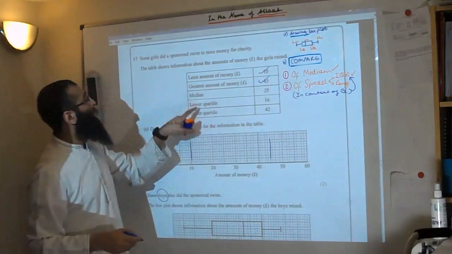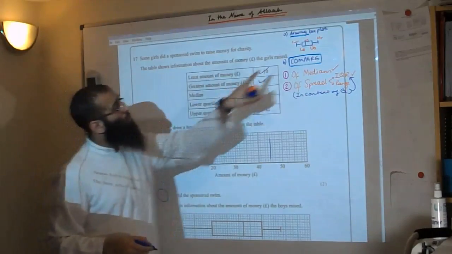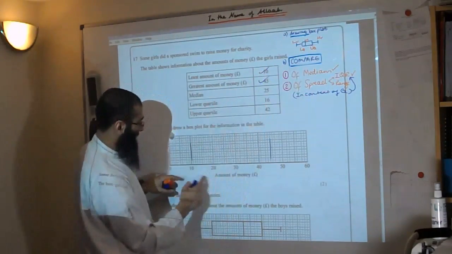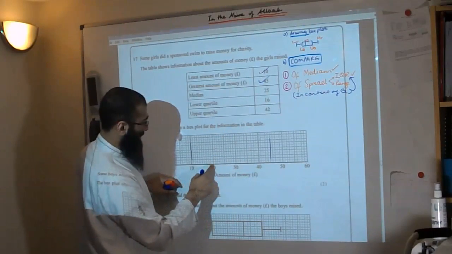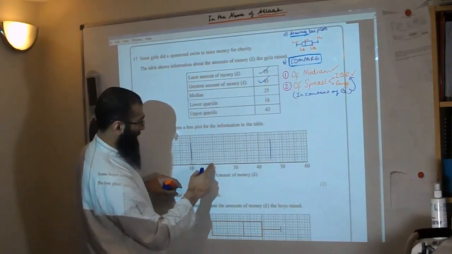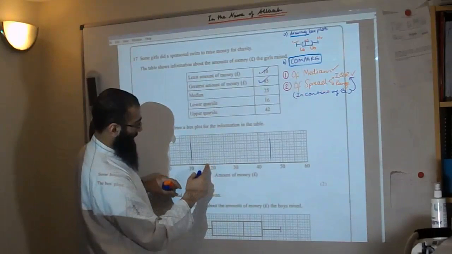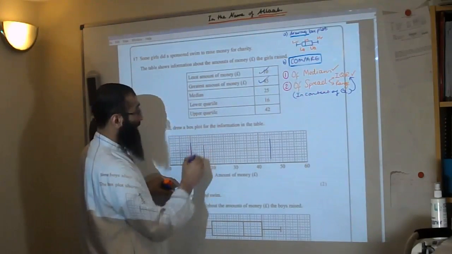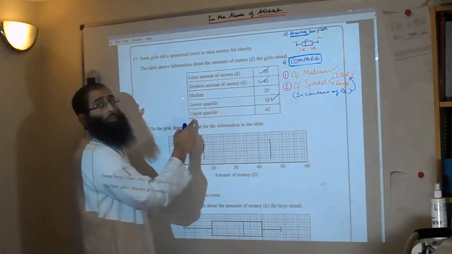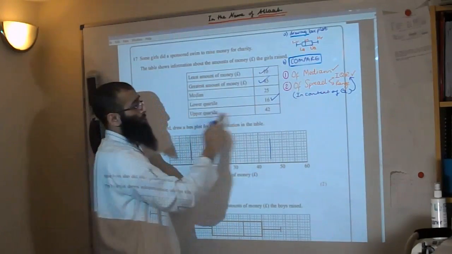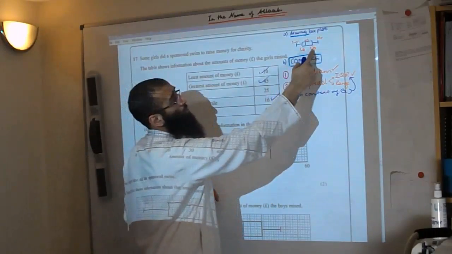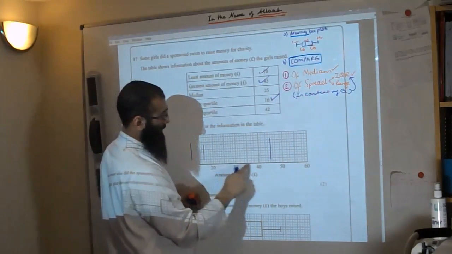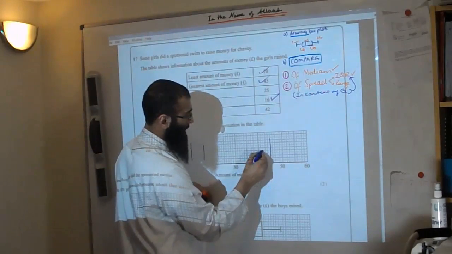Okay, now let's do the lower quartile next. Lower quartile is represented by the beginning of the box. So lower quartile value is 16. So here's 20. So we're going to go back by 4. So 20, 19, 18, 17, 16. Let's do the upper quartile, which is the end of the box. Upper quartile, end of the box, 42. Okay, so we go across to 40, 41, 42.